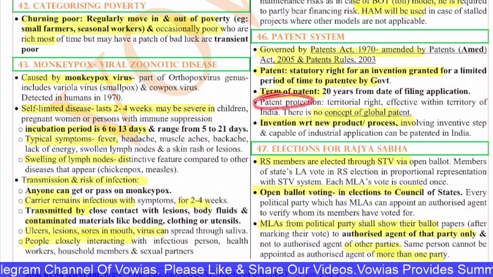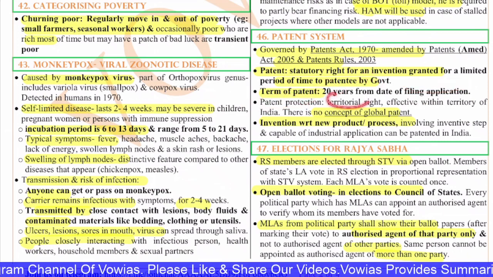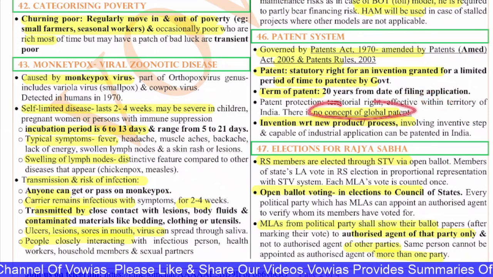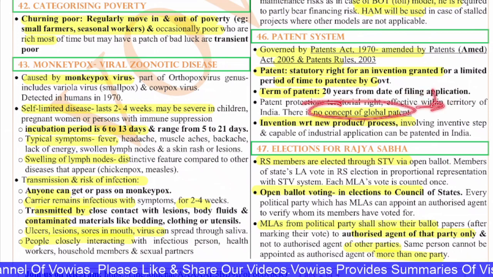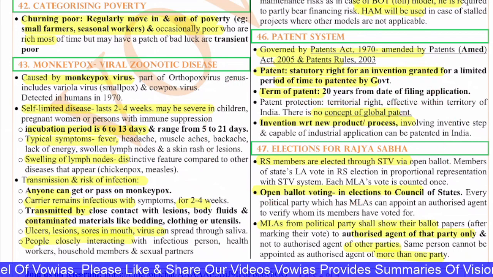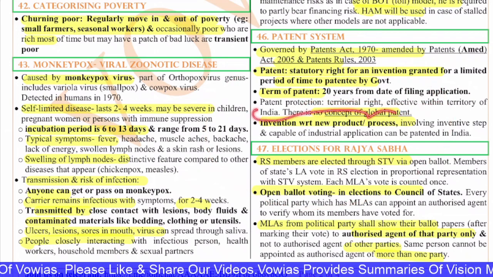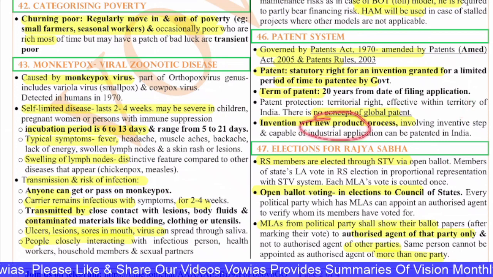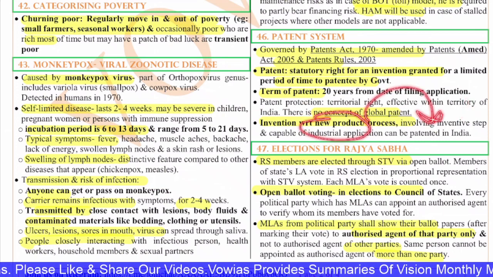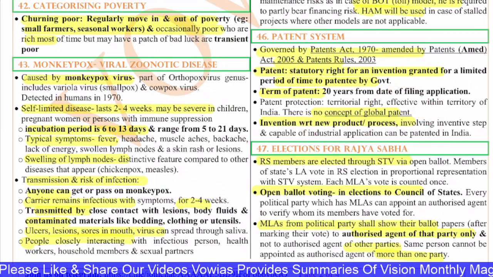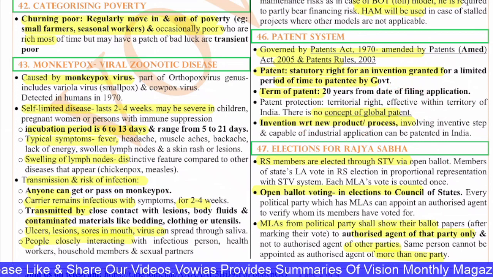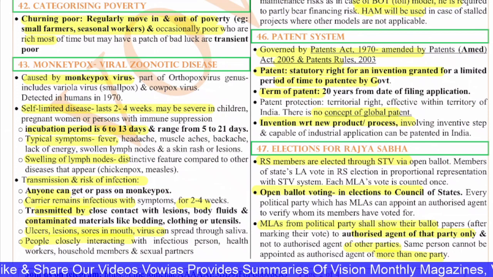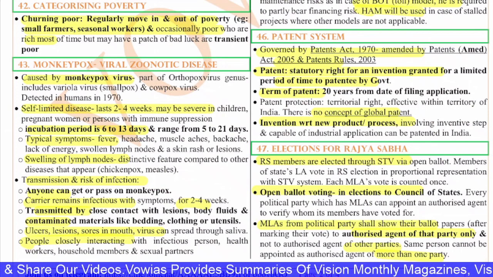The patent protection, if you see, is a territorial right. It is effective within the territory of India, and there is no concept of a global patent. So a patent is limited only to the territory of India. A new product or process involving inventive steps and capable of industrial application can be patented in India. So Indian patents are different from other countries' patents, and any new invention has to be patented in India as well.